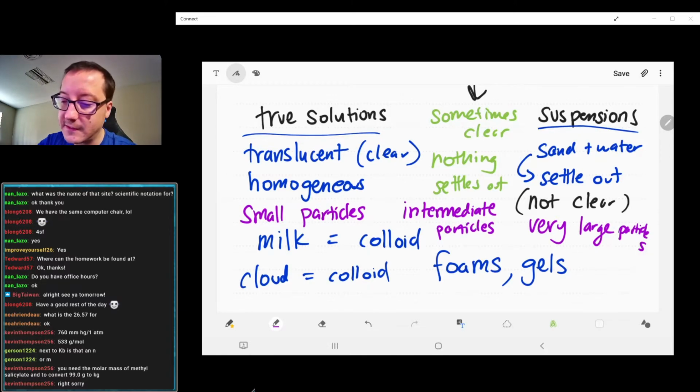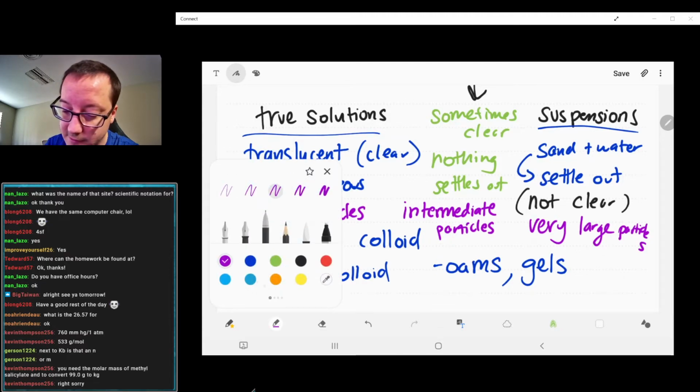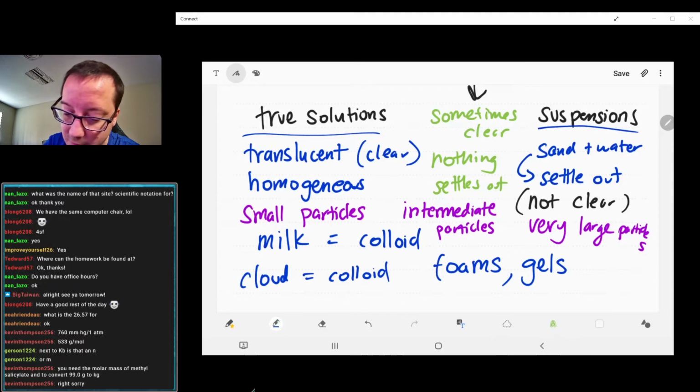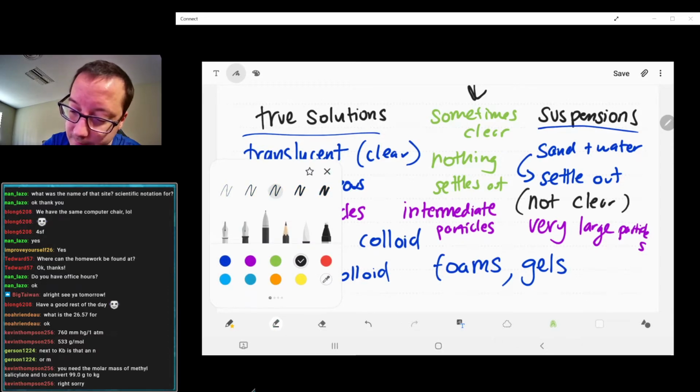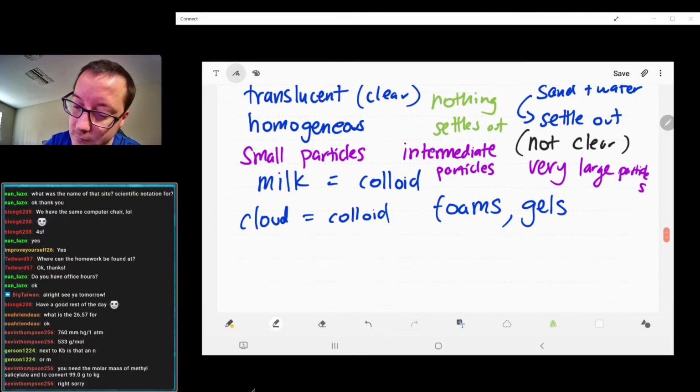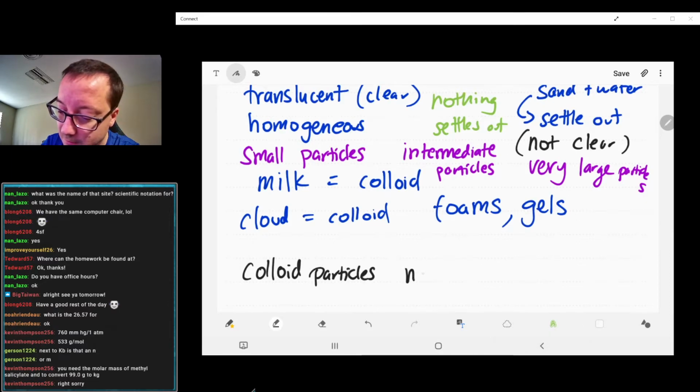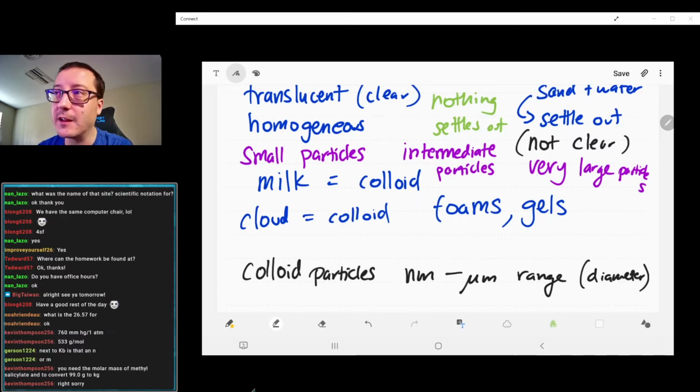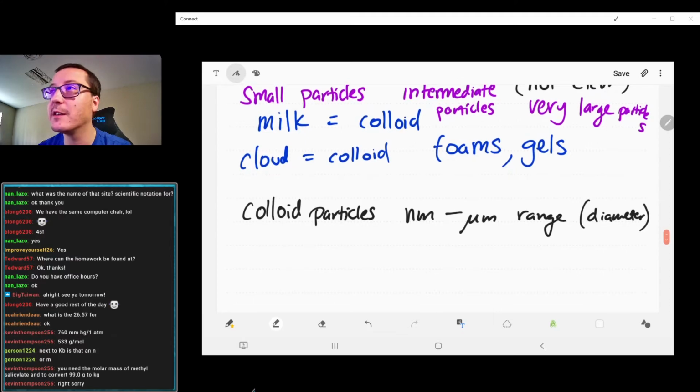So these typically go from kind of the nano to... let's go ahead and just write this down here. So colloid particles are typically within the nanometer to micrometer range. And that's the diameter if they're roughly spherical. Not something you necessarily need to memorize, but that's kind of the idea of where these things go.